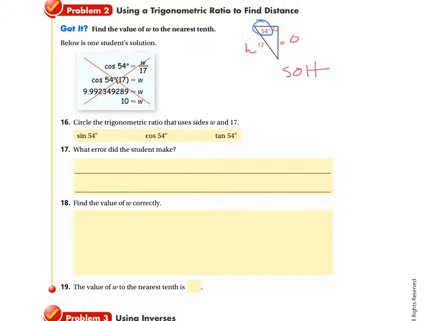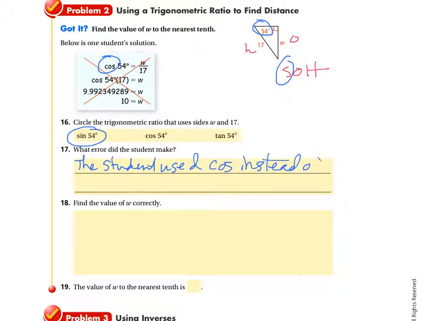So what trig function should we use to solve with? Sine. Always look at the sides you've been given, determine whether they're opposite, adjacent, or hypotenuse, and then based upon those sides, are you going to use sine, cosine, or tangent? And that's why you're looking at SOH, CAH, or TOA. And so here we know we're using sine, and so this is the error the student made, was they used cosine. And so the trig ratio that uses sides W and 17 should be sine of 54. And so that's the error the student made. The student used cosine instead of sine.